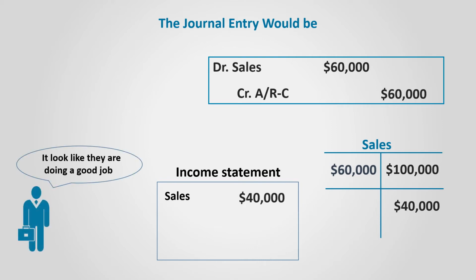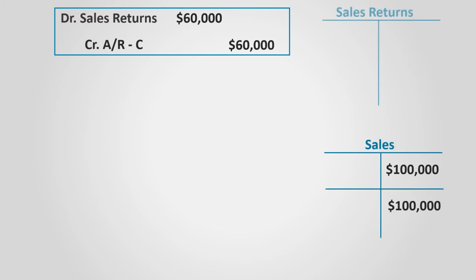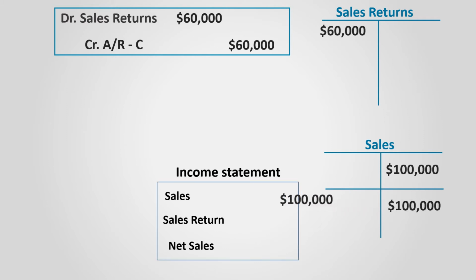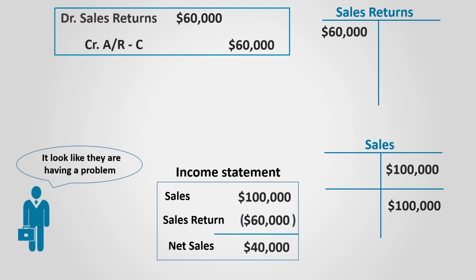The reader of the income statement will think that the $40,000 are all of the business sales. But the reader won't know that there were sales returns. Alternatively, the business could use a contra sales account, which is the sales returns account. This account has a debit balance and hence it is subtracted from the sales revenue account in the income statement. So when customer C returns the goods, sales returns account is debited and accounts receivable is credited by $60,000.